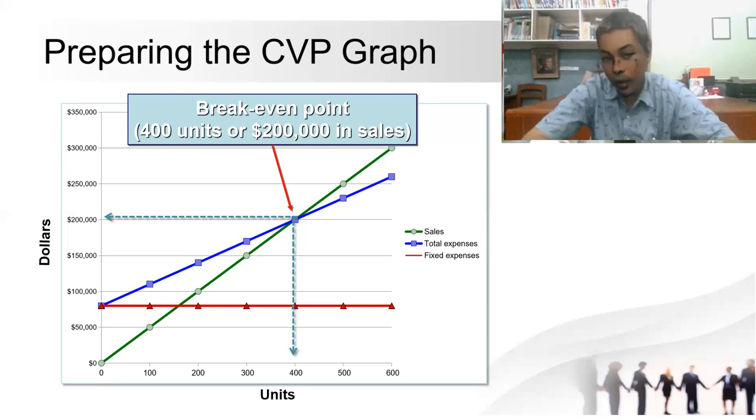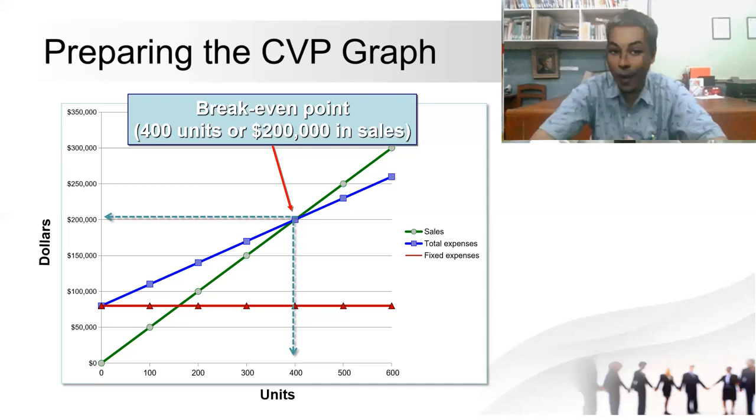And in this graph, you will notice the green line is the total sales and the blue line is the total expenses. If the blue line and green line are equal to each other, therefore there is zero income, because all of the sales will be just used for expenses. So there is no money left for profit.